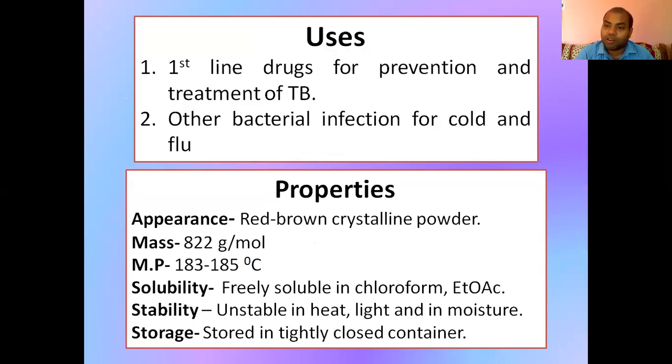Okay, this is a white crystalline powder, and rifampicin is a bigger structure, having a mass of 822 gram per mole and a melting point of 183 degrees centigrade, freely soluble in chloroform and EtOAc. EtOAc is the ethyl acetate. Ethyl acetate, in short term, is mentioned as EtOAc.